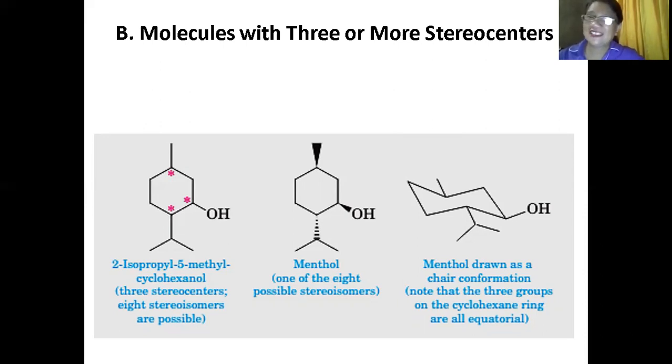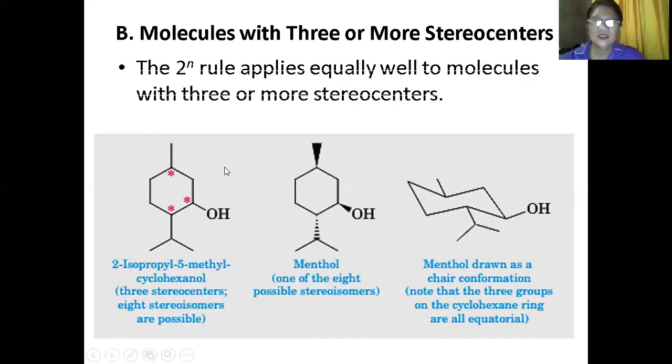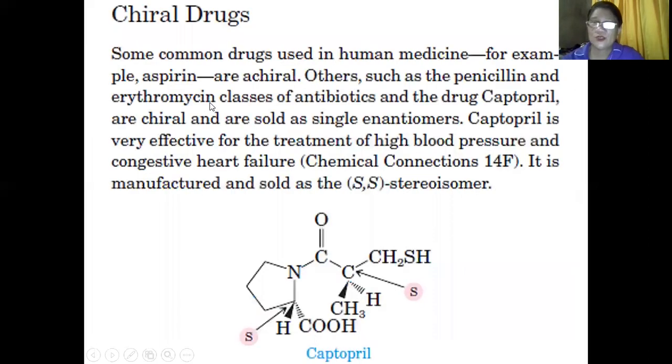There will be 8 here. And this is another one. It's the 2n rule. That's 2 times 3, there will be 8. 2 times 2, there will be 4. 2 times 4, there will be 2 times 2, 4. 4 times 2, 8. 8 times 2, it will be 16. That is the computation for the stereocenter.